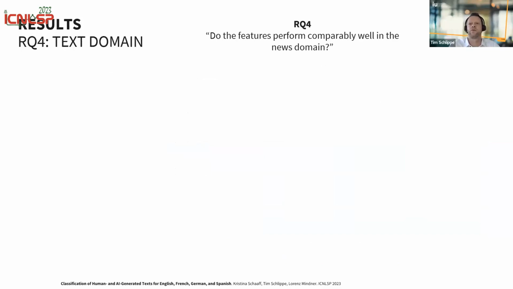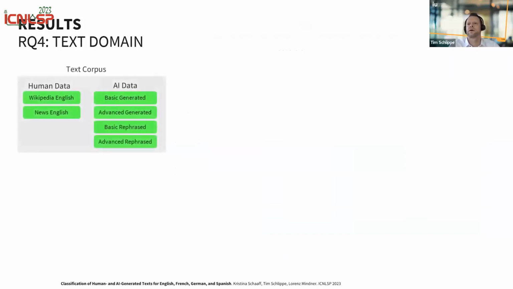Let's now look at the results concerning our fourth and last research question. Do the features perform comparably well in the news domain? And here our hypothesis was that the classification performs better for text from the news domain than from the educational domain, because we thought that there is a more subjective way of writing and different styles of writing news articles.